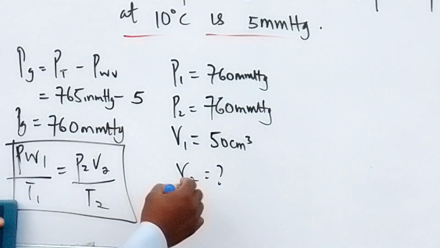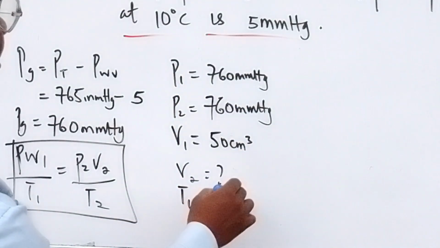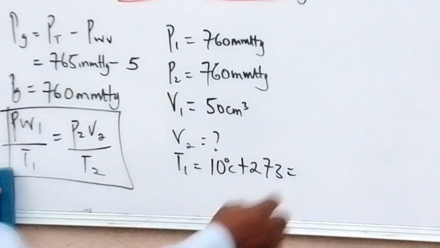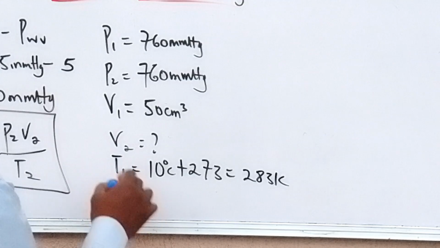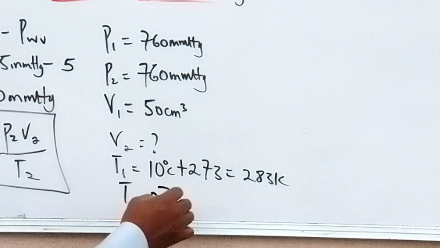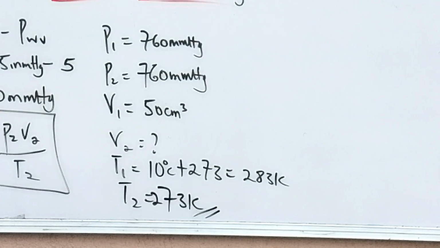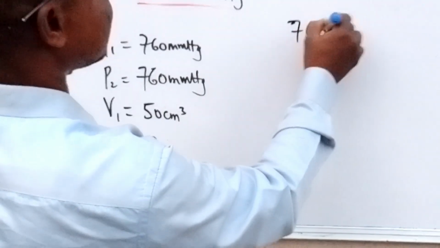And my T1 is 10 degrees C. We are going to add 273 to convert it to Kelvin, so we have 283 Kelvin. My T2 at STP is 273 Kelvin. That's standard. So let's quickly substitute the values respectively, then we calculate. Now, my P1 we have 760.